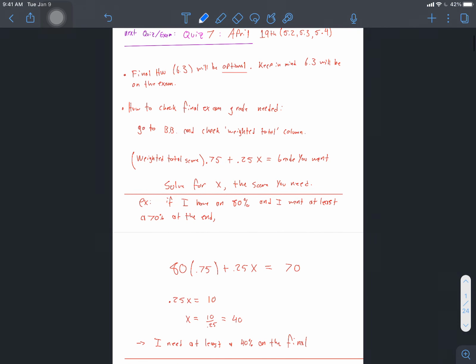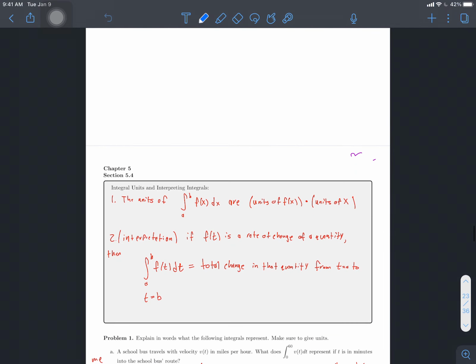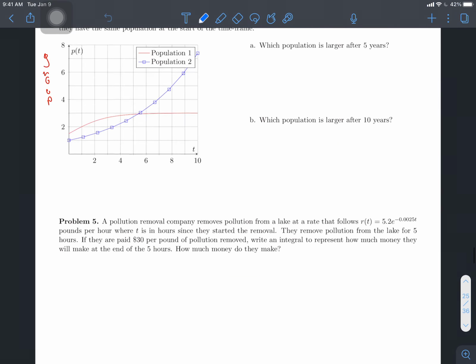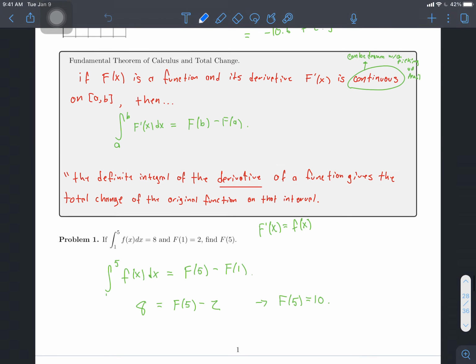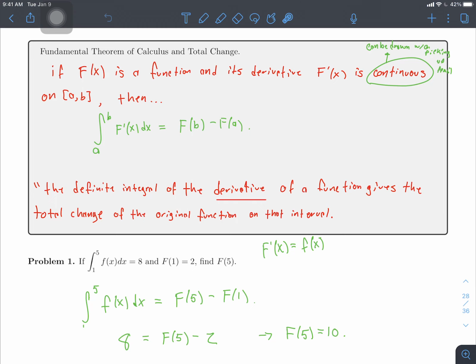So let's just recall what we learned last time, which is the fundamental theorem of calculus. That has a very big and important sounding name. So what did it mean? It said that if we have a function and we know that function's derivative is continuous, then what is true? The integral from a to b of f prime of x dx is equal to what? It's equal to the total change of f over that interval, okay?